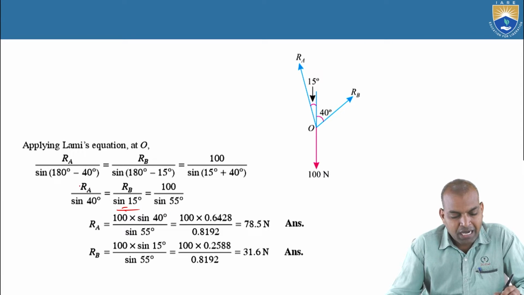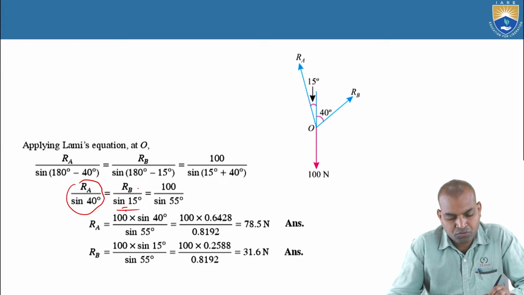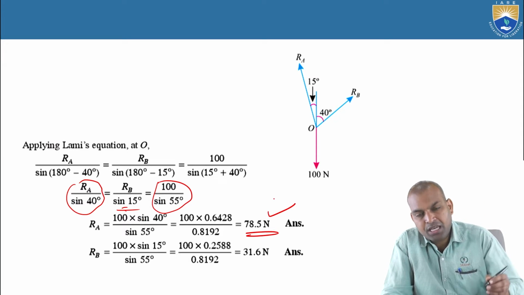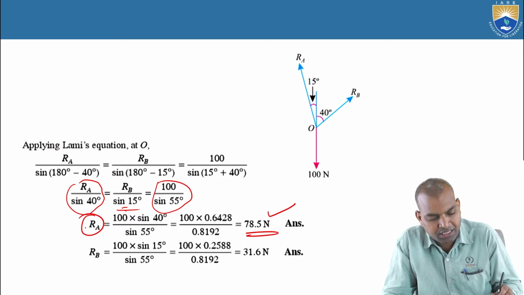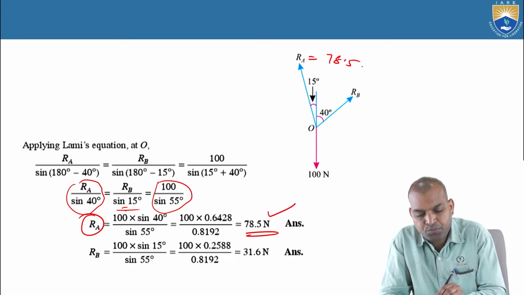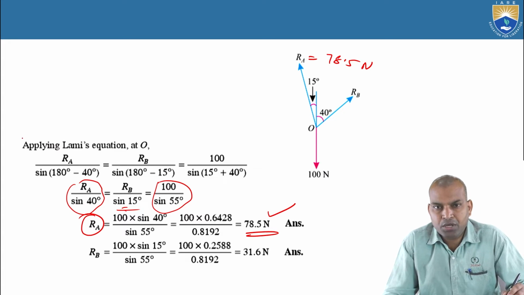By equating, RA by sine 40 degrees equals 100 by sine 55, then RA equals 100 by sine 55 times sine 40, and the value comes as 78.5 newtons. That is the reaction at A. RA is 78.5 newtons. What about RB?